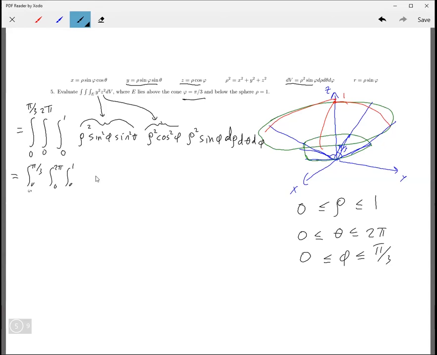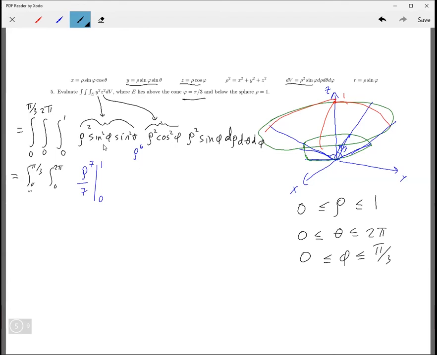You've got rho to the 6th. Let me go ahead and do that part. So you have rho to the 6th, right? When you integrate that, that's going to be rho to the 7th over 7, evaluated from 0 to 1. And then the rest of this stuff is going to be what?